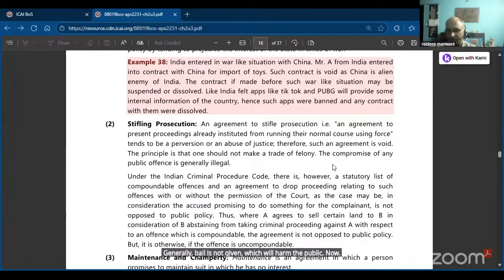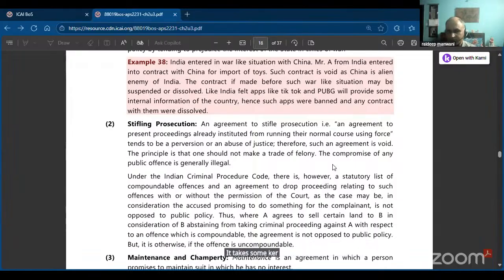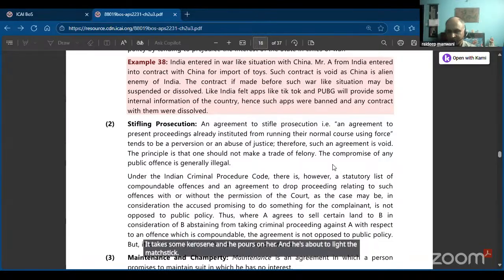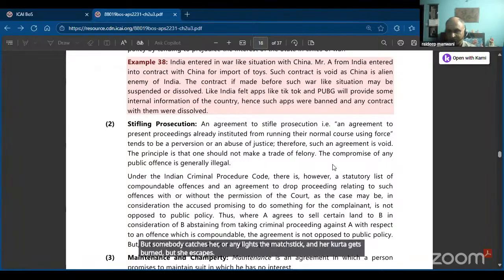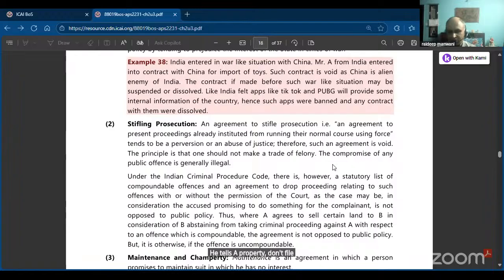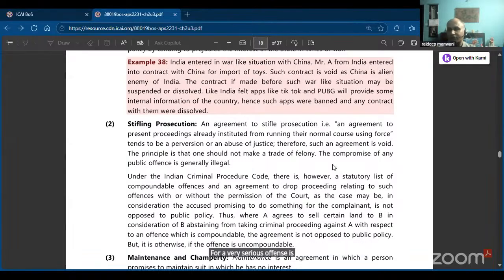Now, Pranav is behind Prapti and he takes some kerosene and he pours it on her and he's about to light the matchstick, but somebody catches her. Or he lights the matchstick and her kurta gets burned, but she escapes. He tells her, hey, Prapti, don't file a case in the police, I'll give you 50,000 rupees. Now, this agreement to stifle prosecution, meaning preventing the person from filing a case in the police for a very serious offense, is null and void because it's against public policy.